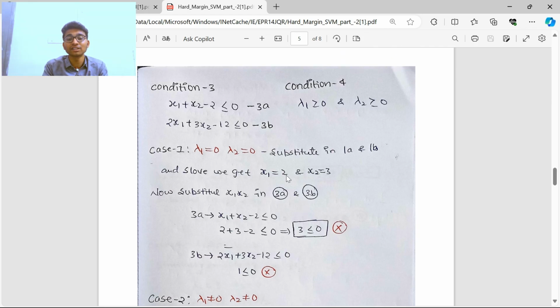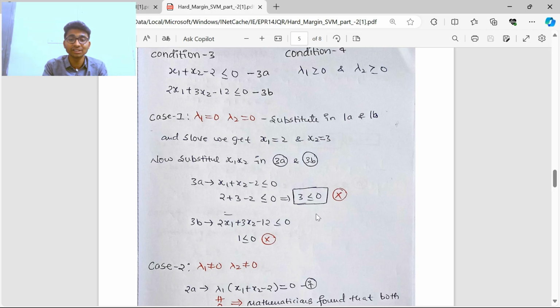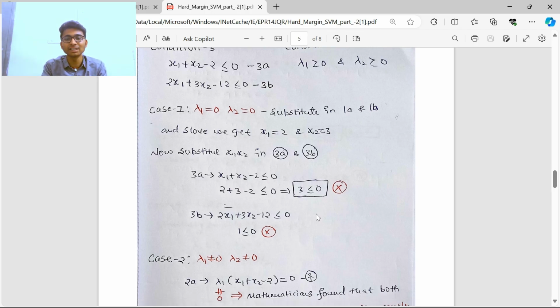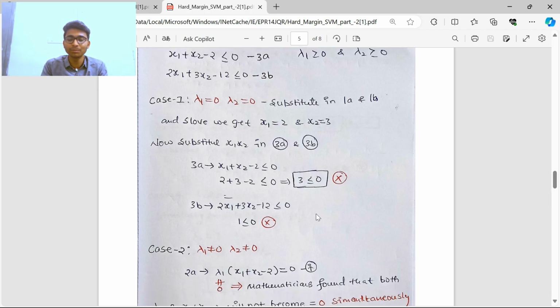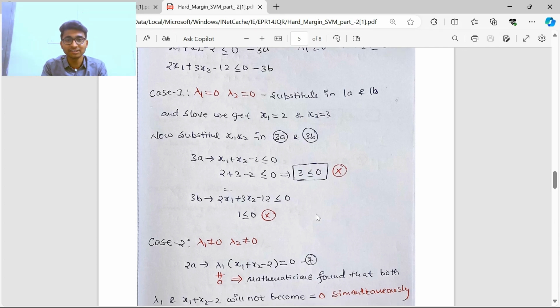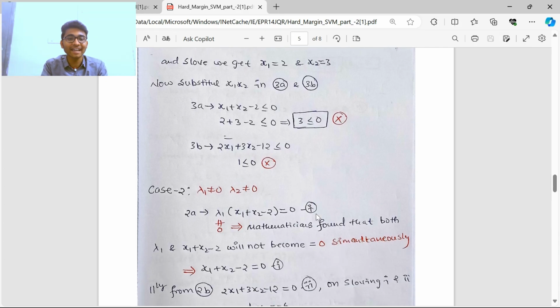And let's check whether this x1 and x2 satisfy condition 3 or not. No, they are not satisfying. You can see them clearly, right? Pause the video and see it, because unnecessarily the video length will become long, right? Pause the video and see them. And now let's go to case 2.